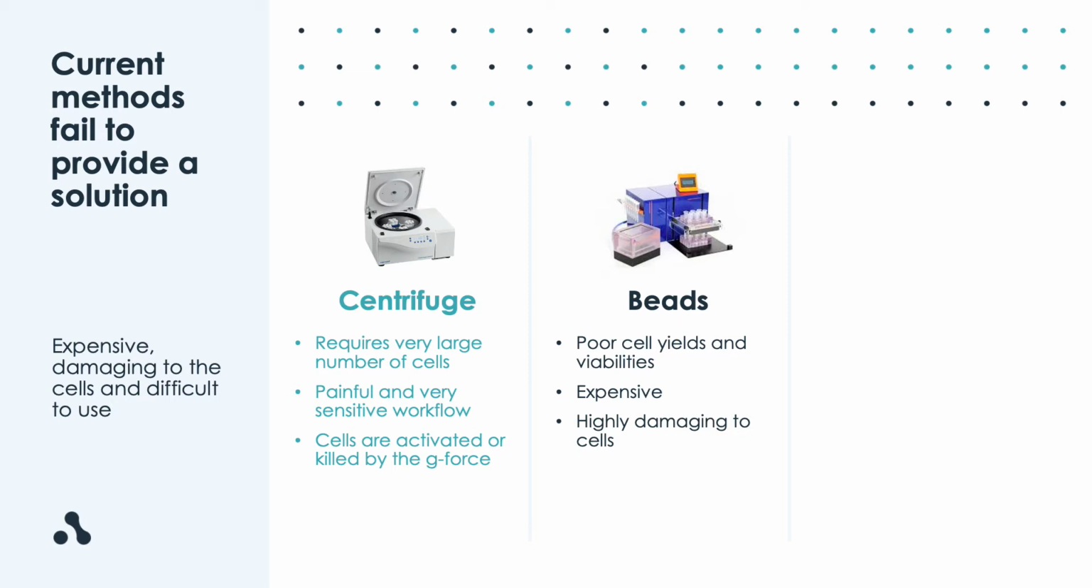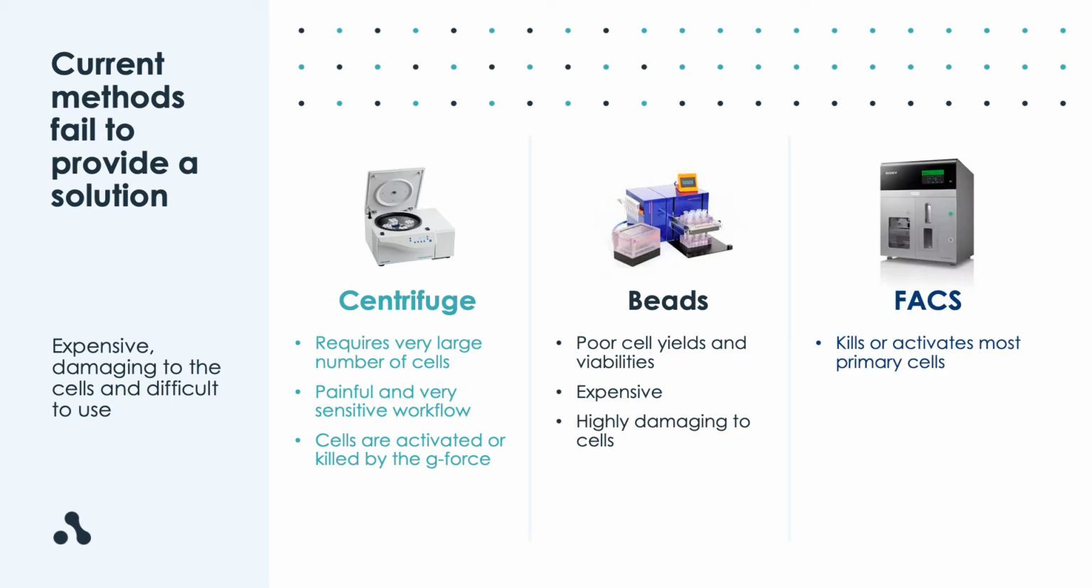Now moving forward to our final analysis and separation tool, these are FACS systems. These are probably the most commonly known for cell isolation. Unfortunately, they require very high pressure and small nozzles to separate individual cells into droplets. And this high pressure and squeezing force will quite often kill or activate most primary cells.